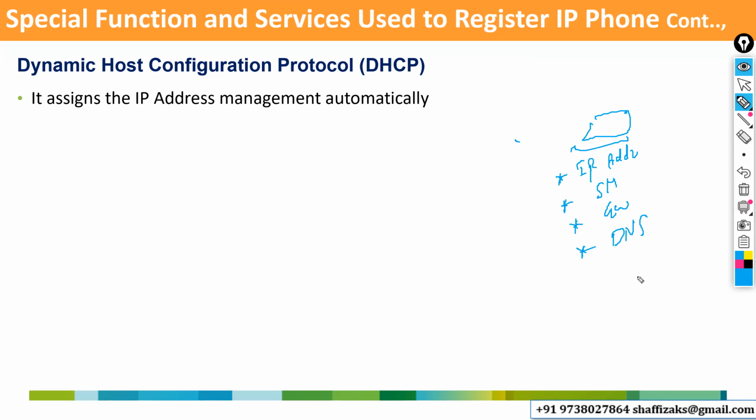Yes or no? IP address, subnet mask, gateway address, and DNS address. Minimum 4 addresses you have to give. Even in your home, to get the internet, minimum this information is required. Okay, how much time does it take to assign these addresses?